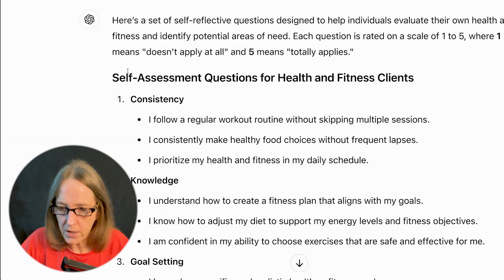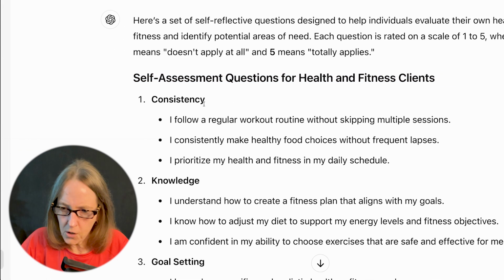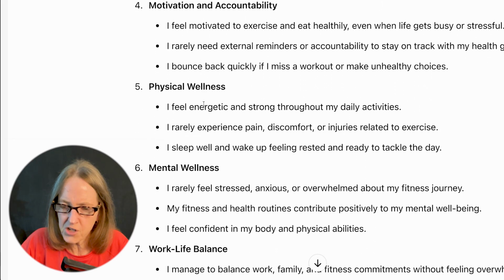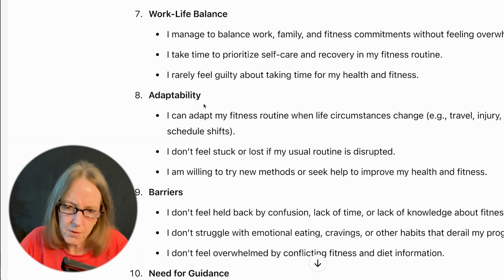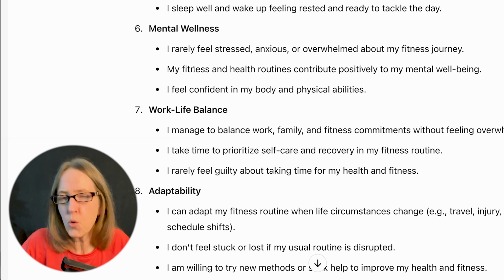So here, what ChatGPT did was it had self-assessment questions for health and fitness clients, and it broke it into categories of consistency, knowledge of health and fitness, goal setting, motivation, physical wellness. What I would recommend is to pick 1 to 4 categories and do 3 to 4 statements for each category. I don't like to go more than 20 statements. So I would do maybe 10 to 20 statements.